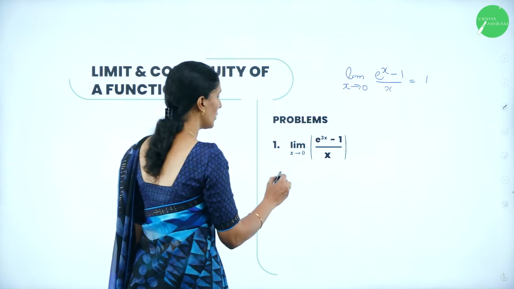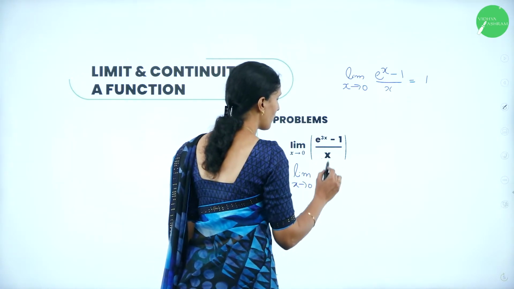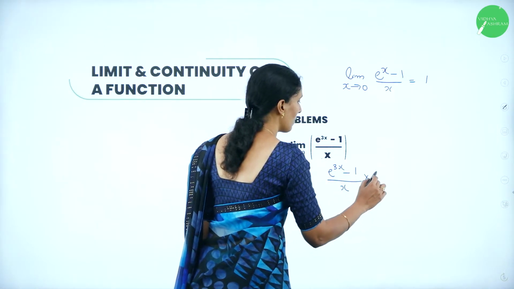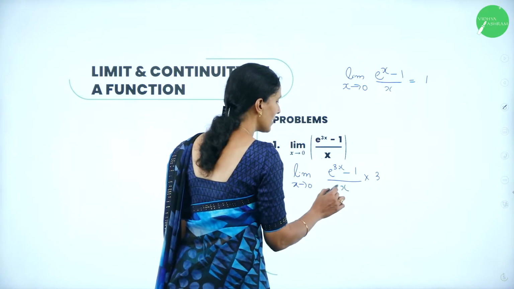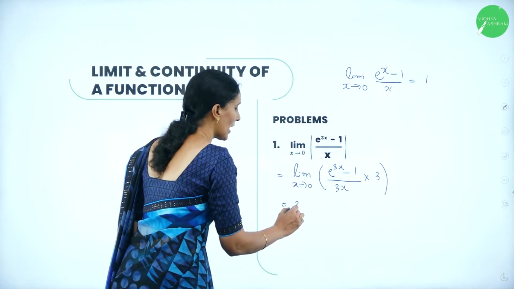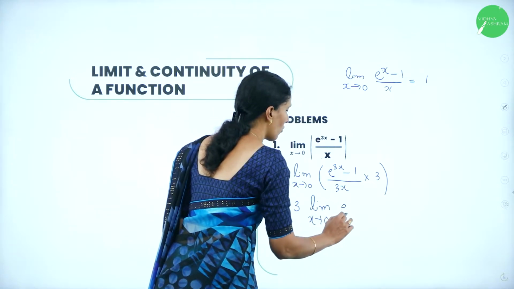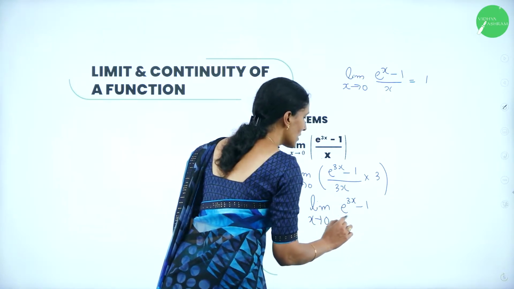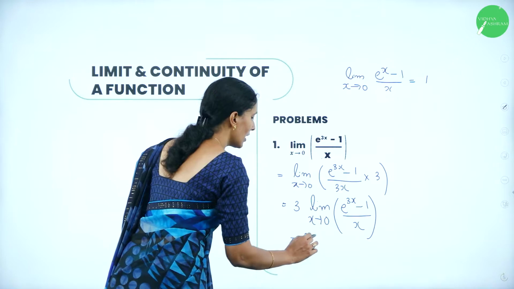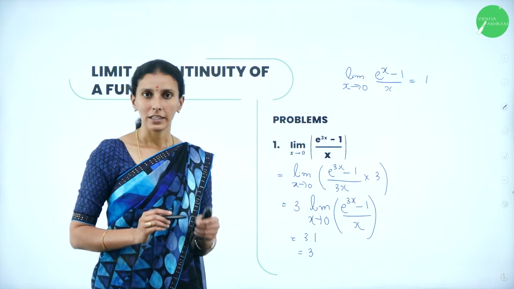So what am I supposed to do here? I'll multiply by 3, divide by 3. So for this function, e power 3x minus 1 divided by x, I will multiply by 3 and divide by 3, which I can write along with this function. Now 3 is a constant which I can keep outside. I can apply the limit for the remaining value. It is of the form e power x minus 1 by x whose value is equal to 1. So it is 3 into 1 whose value is 3. So 3 is the limit of the given function.